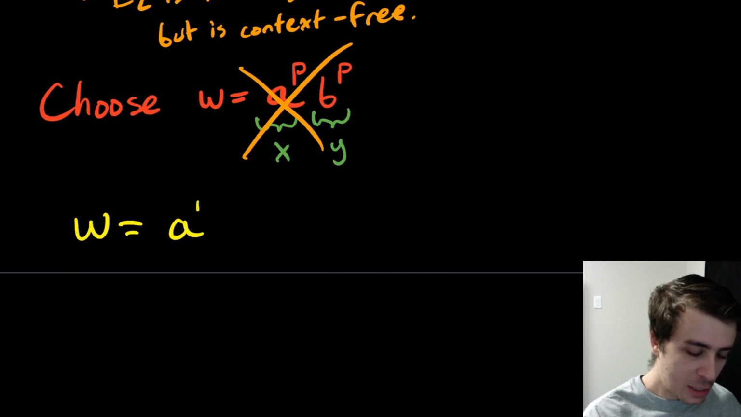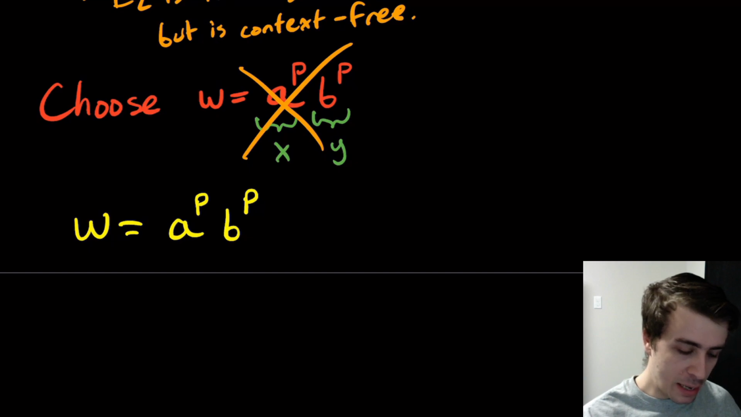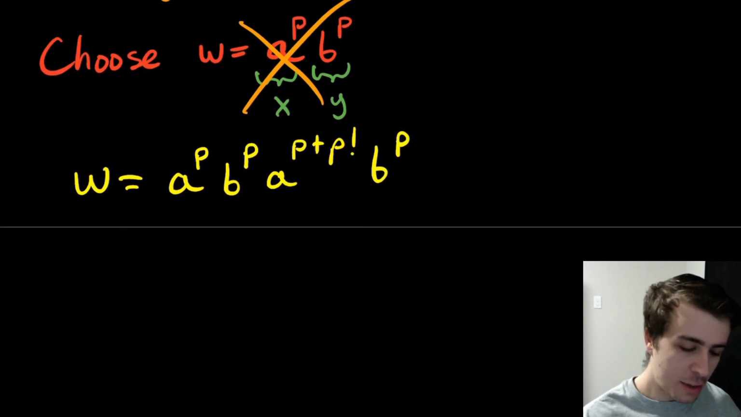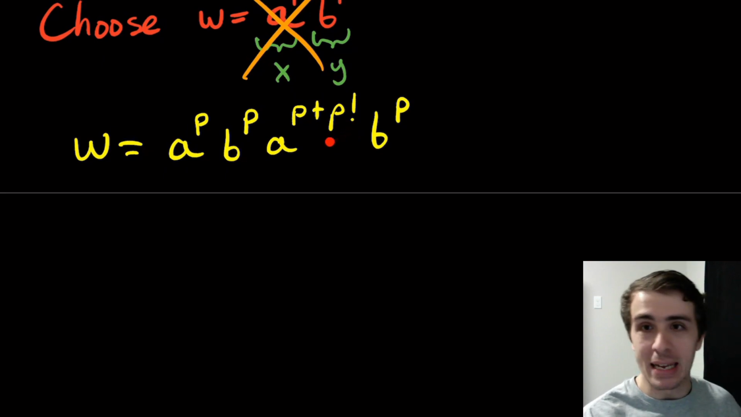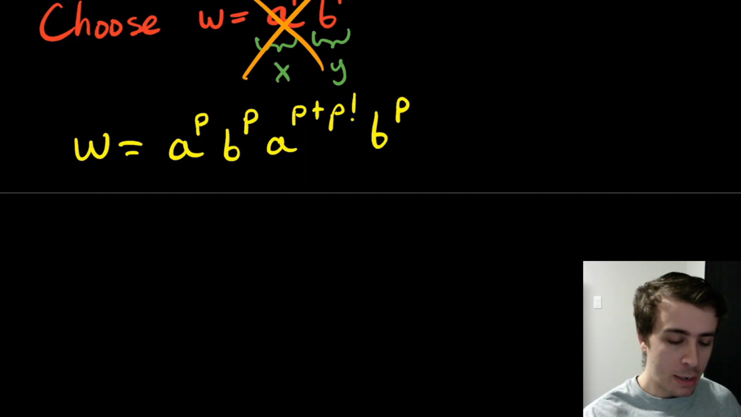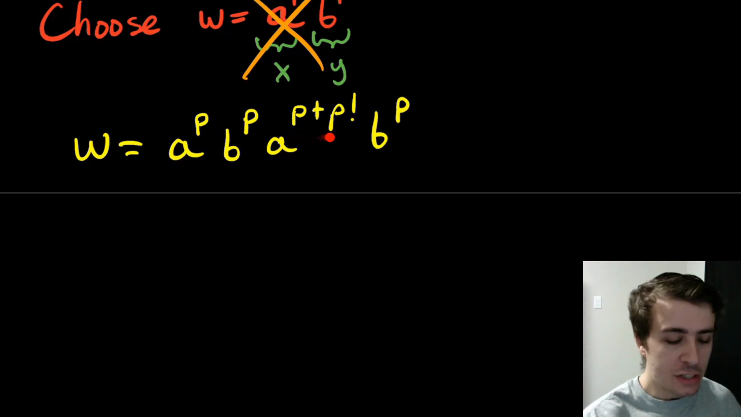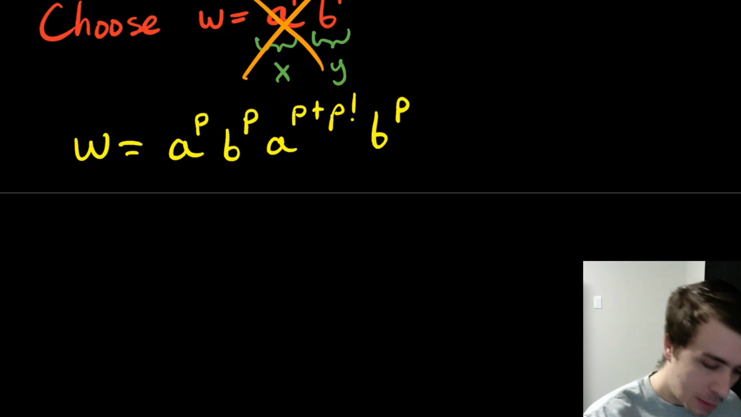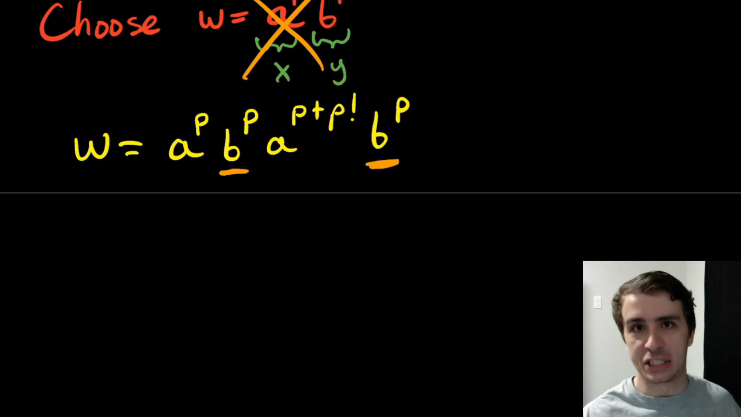It's going to be a to the p, b to the p, same as before. But now what we're going to have is a to the p plus p factorial b to the p. And you think, what in the hell? The reason for this is so that we're allowed to pump enough so that the number of a's at the beginning, because that's where we're going to be putting more a's in, is the same as the number of a's here. And crucially, note that these two runs of b's are exactly the same length.